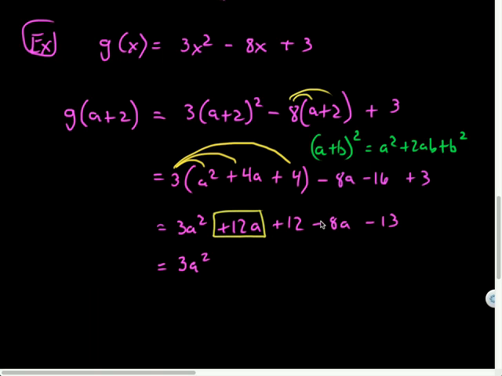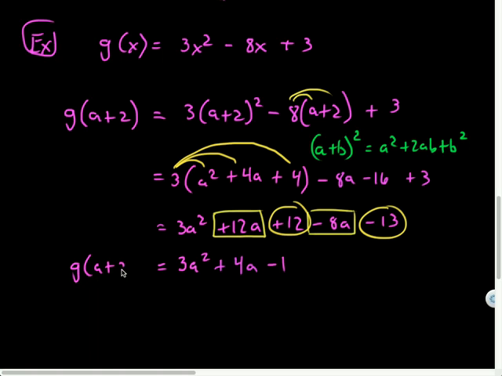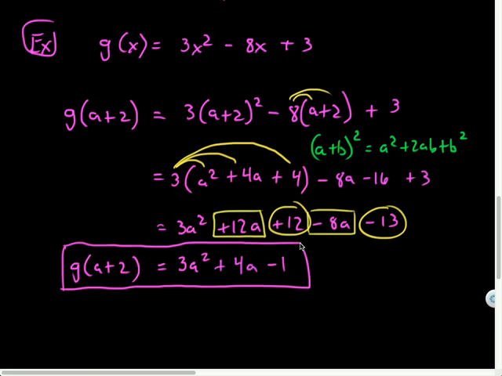12a has a friend. It's negative 8a. So that's 4a. Because remember, when we're combining like terms, you combine the coefficients and then the variable remains the same. And then I've got 12 and negative 13, minus 1. So this is the value of g of a plus 2. It's kind of an unusual little thing, but sometimes it actually would make sense to plug a function into another function. Craziness, but it works. So that's some of the quick application side of things.